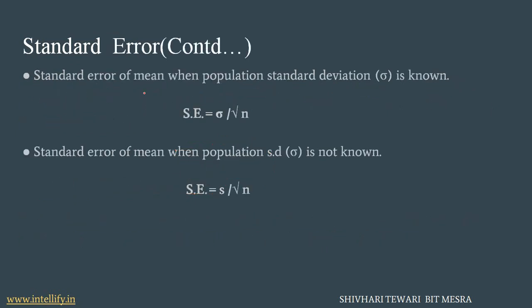Now, the standard error of the mean when the population standard deviation is known. The formula of that standard error is sigma upon the square root of n, where n is the size of the data which we have collected from our sample. The standard error of the mean when the population standard deviation is not known is s upon the square root of n.